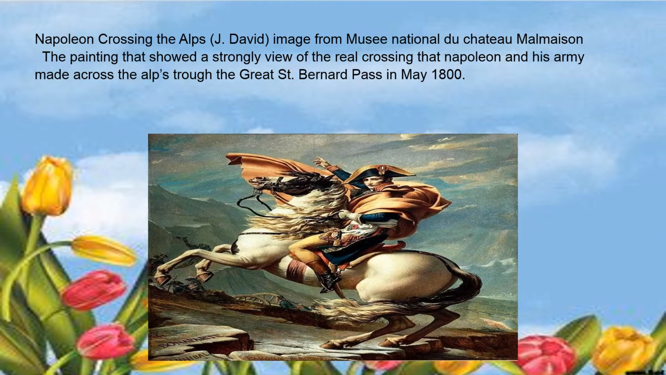Next is Napoleon Crossing the Alps, image from Musée National du Château de Malmaison. The painting shows a strong view of the real crossing that Napoleon and his army made across the Alps through the Great St. Bernard Pass in May 1800.